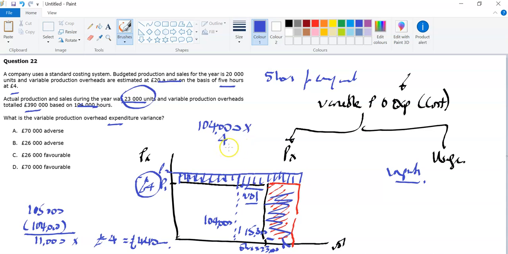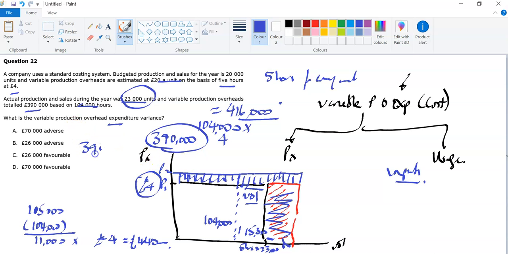104 thousand times 4. That's what I'm expecting you to do. 104, because that's what you went out there to do. And you have 416. So the answer is 416. That's what I'm expecting you to actually do. But you seem to have done better here. So you actually went out there and you actually spent £390,000.